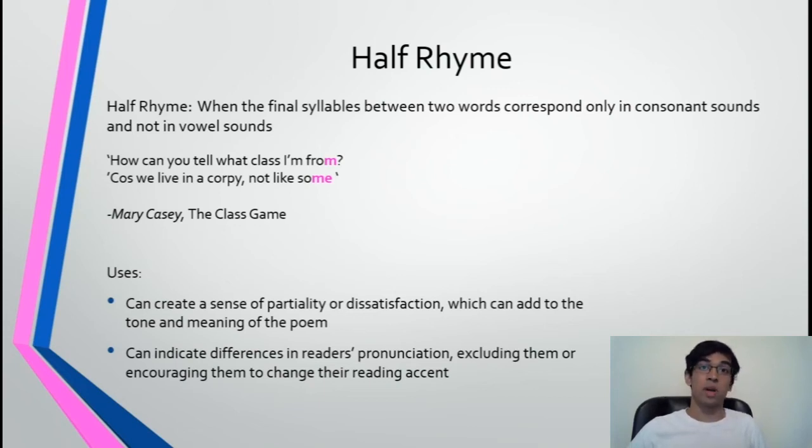If you are sort of stubborn in reading in your own way and insistent on your own sort of culture, then you have to accept the half rhyme. And so I think Mary Casey's point is about being able to try and adjust or to try and explore and have an insight into other people's culture. And I think that ties in quite nicely to our next example.